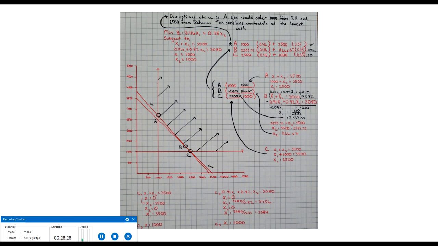We write that final step at the top. Our optimal choice is A. We should order 1,000 units from Puerto Rico and 2,500 units from Bahamas. This satisfies all of our constraints at the lowest possible cost of $1,335. This is a complete solution of a slightly more complex linear programming problem.